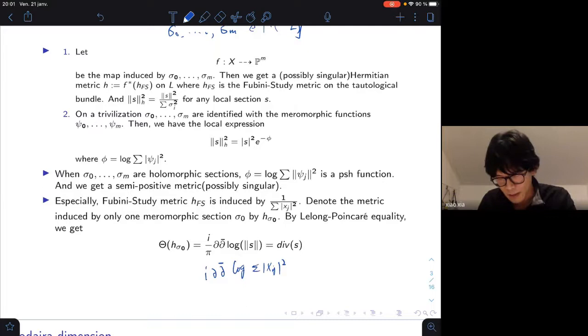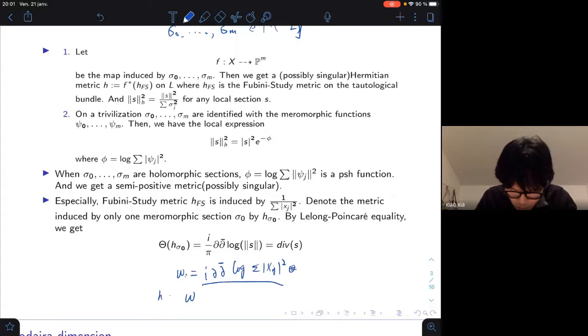and this metric is positive in the sense that it defines a Hermitian metric, because this is a (1,1)-form. I define this as the (1,1)-form, and it will induce a metric if you twist the second variable by J, our complex structure. So that's our usual sense of positivity. That means your curvature form defines a metric, and that means positive.